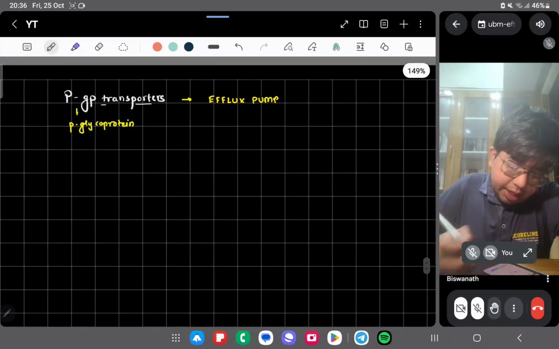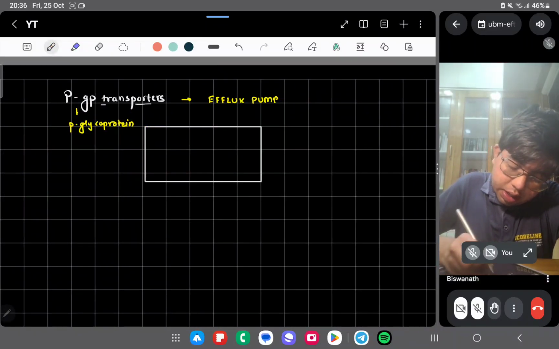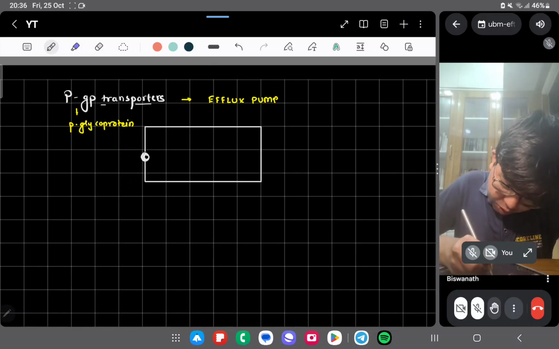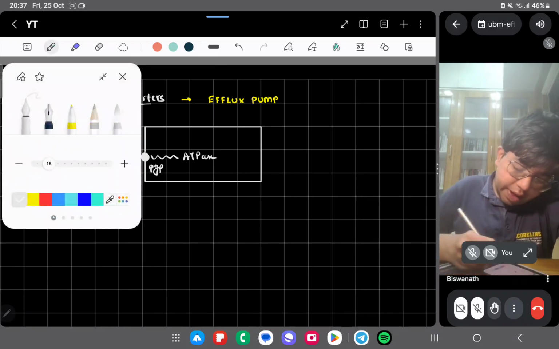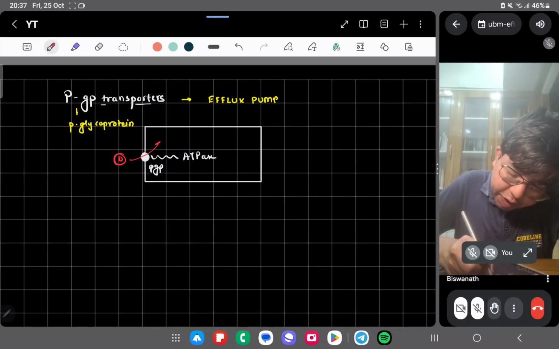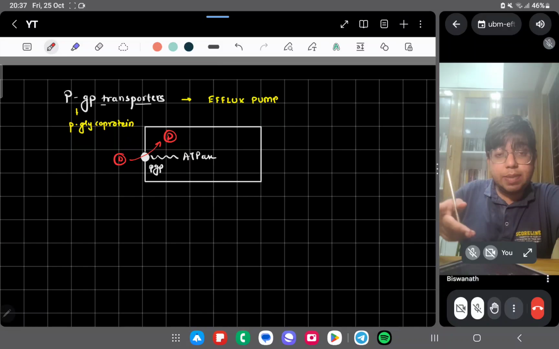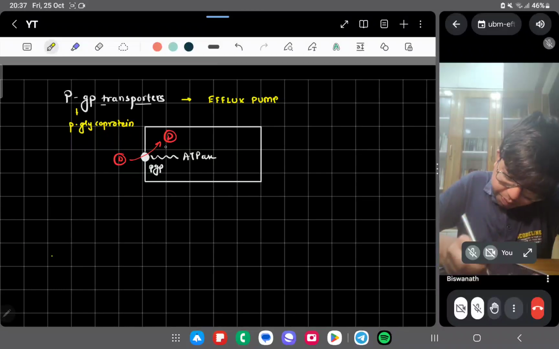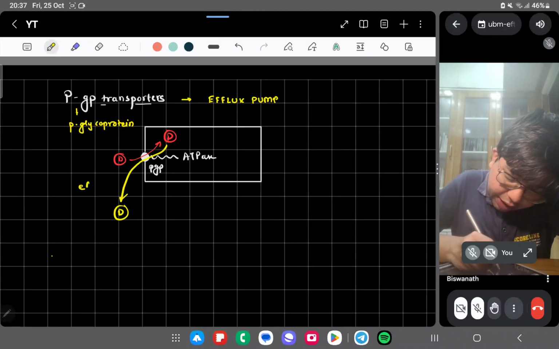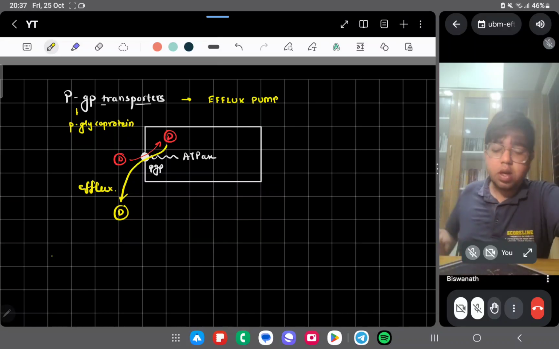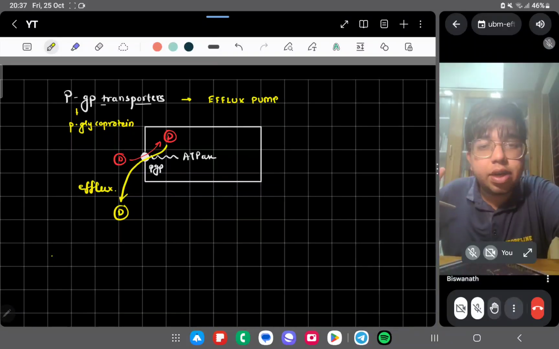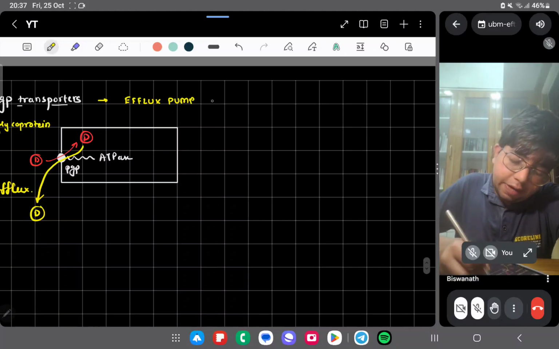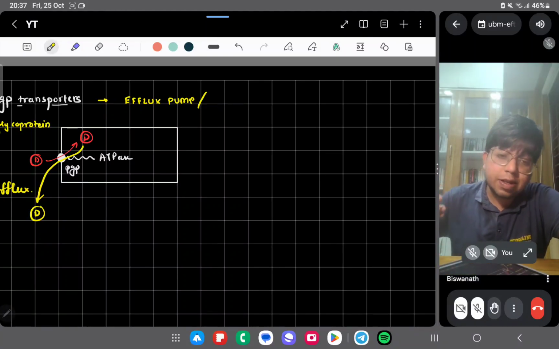Let me represent what I'm saying. Let's say this is a PGP transporter and an ATPase is attached to it. So this is the P glycoprotein transporter. Let's say this is a drug which came inside via this. The drug came inside, but this PGP transporter is basically effluxing the drug out, right? Understood?